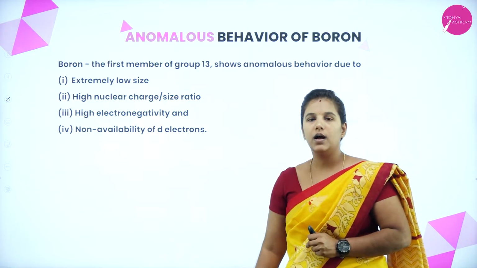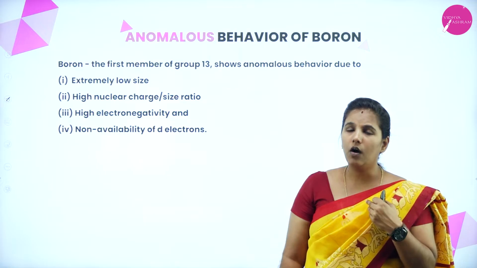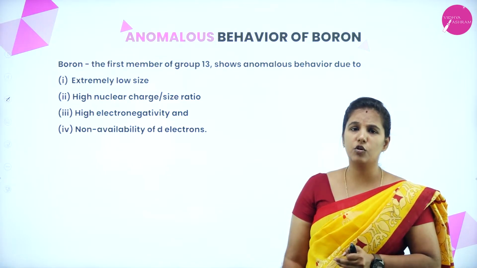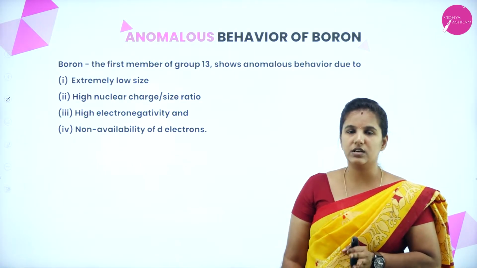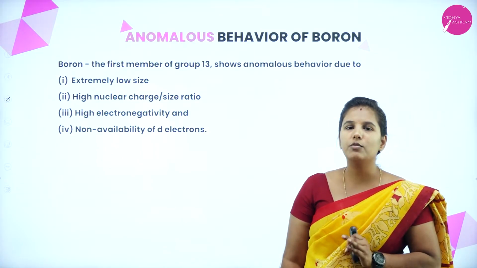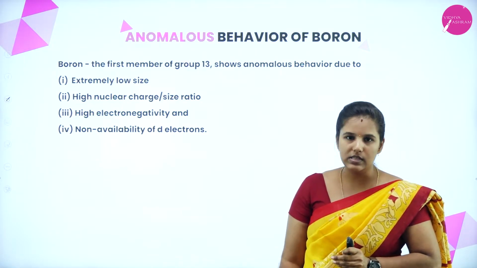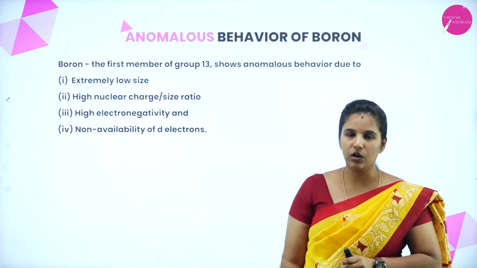Next is the anomalous behavior of boron. While discussing the general properties of group 13, I informed you that all the elements except boron are metals in nature. Boron is the only non-metal in this block. Correct, no? Why is boron different from the other elements even though it is a non-metal? We'll see what the anomalous behavior of boron is.